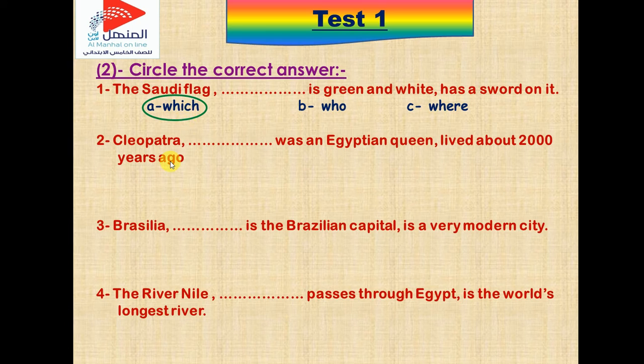Let's move to number two. Cleopatra, blank, was an Egyptian queen. A queen is the wife of a king.